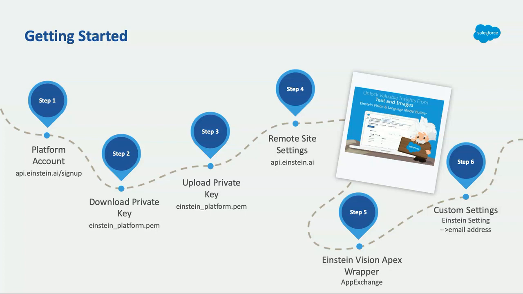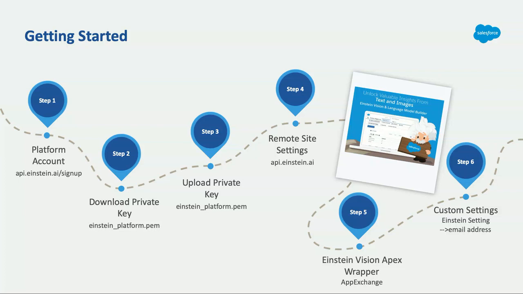Once you've taken care of that step, there are a couple of other housekeeping things you need to do. In order to communicate with the Einstein service, you need to have a remote site setting that points to the Einstein URL. That's step number 4 there. Then something I think you should really consider is using the Einstein Apex wrapper. The reason you want to do that is it's going to abstract the API for you, so you don't need to know every single detail of the API if you're using the wrapper.